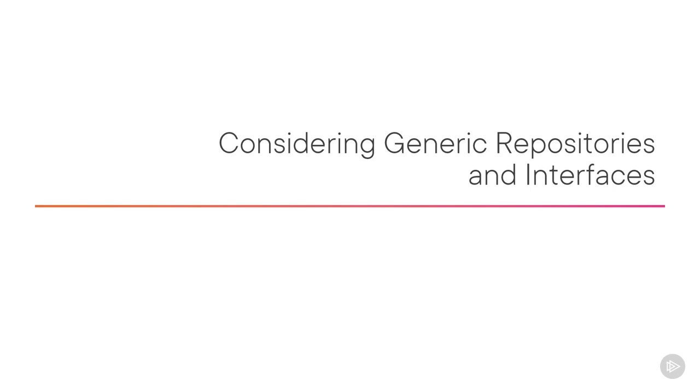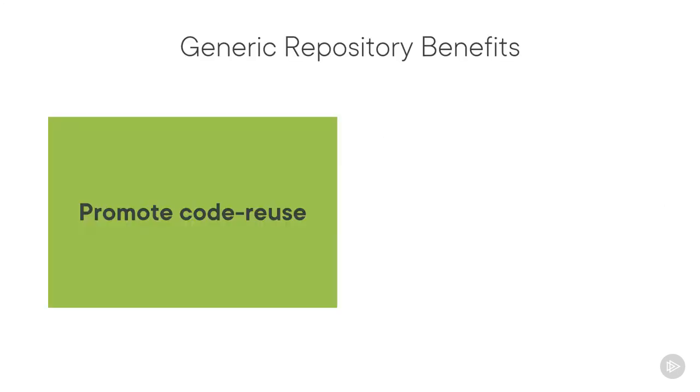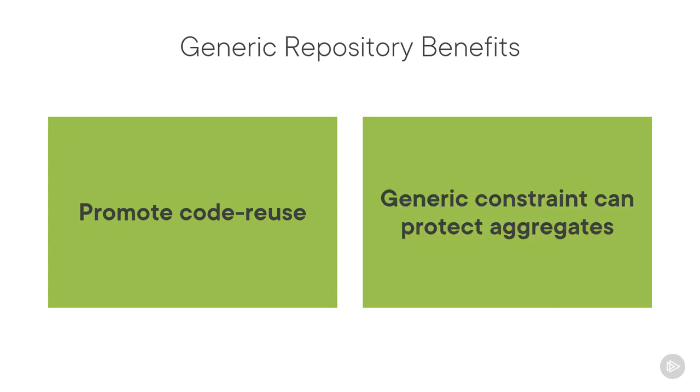Using generic interfaces for persistence is great from a code reuse point of view. With just one simple interface, any entity can be persisted using a standard set of operations. If you're using aggregates, you can use generic constraints and a simple marker interface to ensure that only aggregate roots can be persisted using your interface.